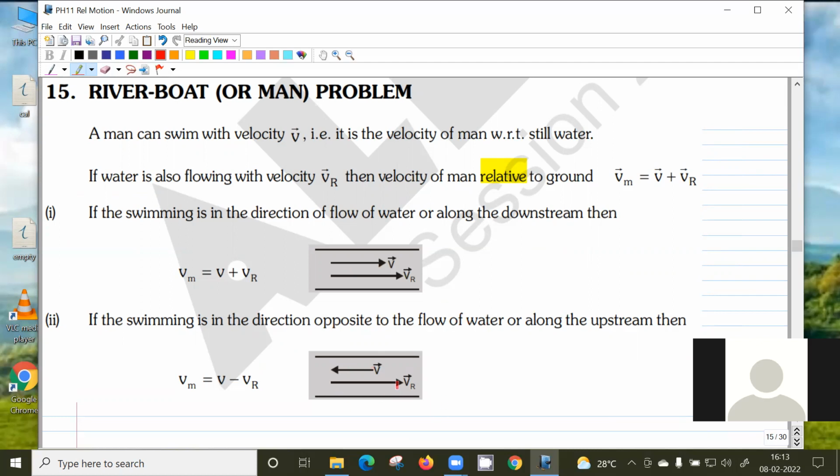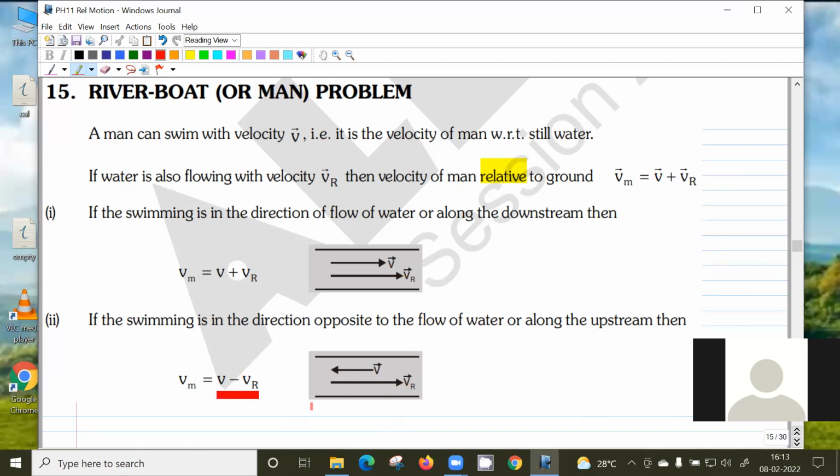Suppose he is trying to swim in the opposite direction, then the velocity of the man will actually be V minus VR with respect to the ground. So when he is moving along the direction of the river with this capacity, with respect to the ground he'll be moving at a higher speed, since the contribution of the river will add to the swimmer's capability. But if the swimmer's direction is opposite, then with respect to the ground the river effect will reduce the velocity of this man by this much.